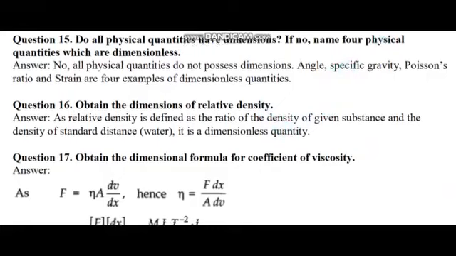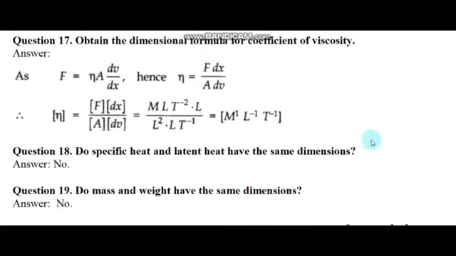Then next question, question number 17. Obtain the dimensional formula for coefficient of viscosity. We will study this in the second volume, but they will give the formula in the question. So here force is equal to eta into area into change in velocity by change in displacement. So F is equal to eta A dv by dx. This is the formula. Therefore, eta is the coefficient of viscosity.